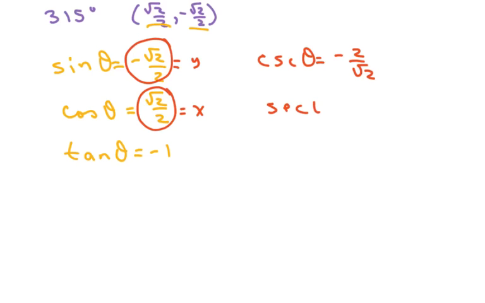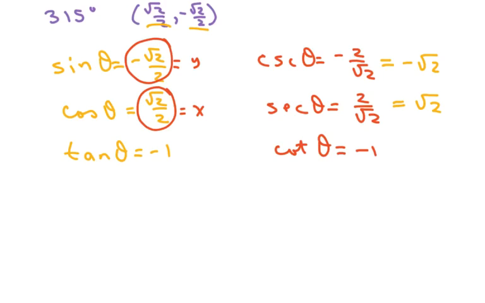And secant of theta equals +2 over square root of 2. And cotan is also going to be -1. And we rationalized this before on the previous videos, and we got square root of 2, so it's going to be negative square root of 2, and this one is just the square root of 2.